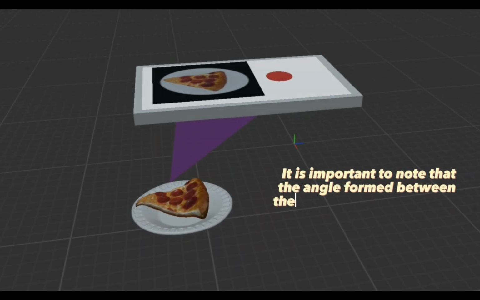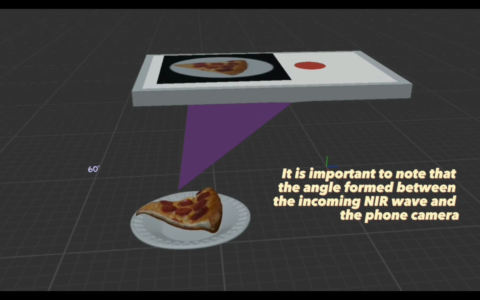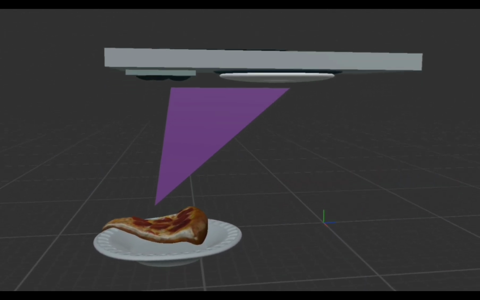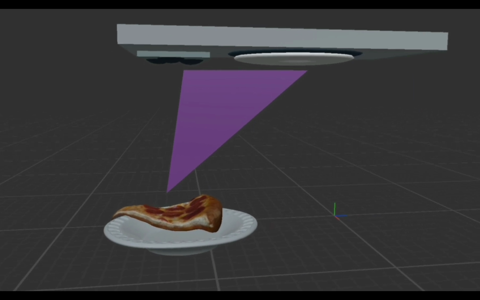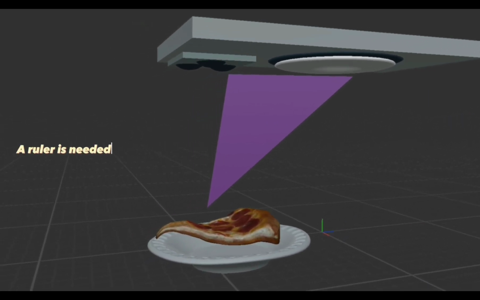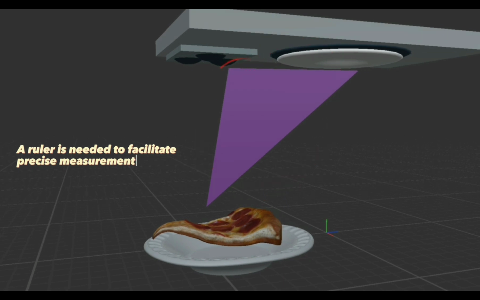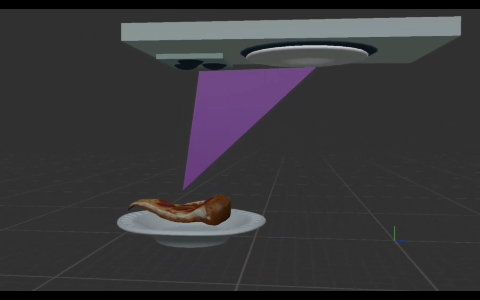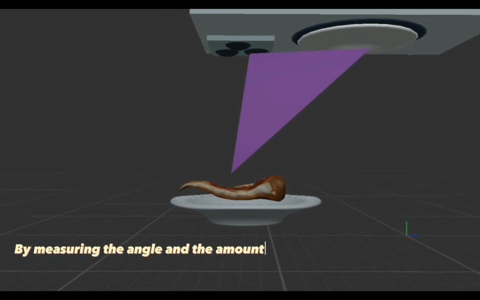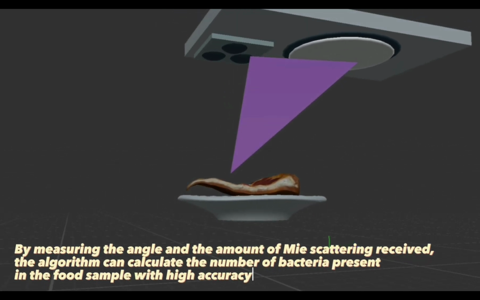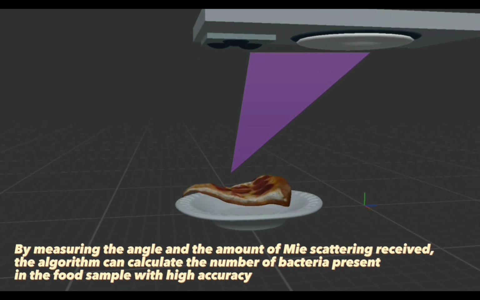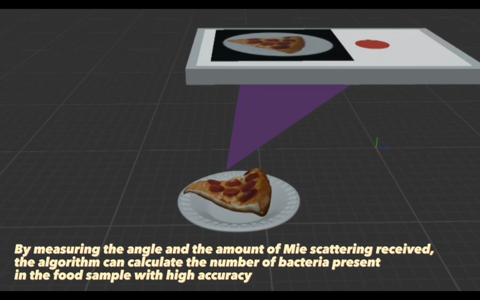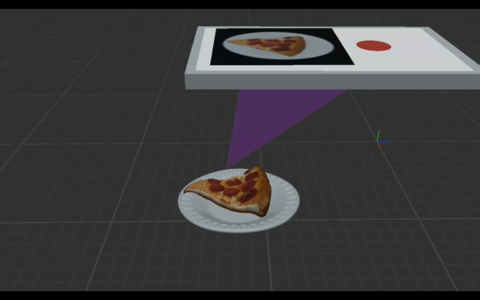It is important to note that the angle formed between the incoming NIR wave and the phone camera affects the threshold of the mist scattering receiver. Therefore, a ruler is needed to facilitate precise measurement. By measuring the angle and the amount of mist scattering received, the algorithm can calculate the number of bacteria present in the food sample with high accuracy.